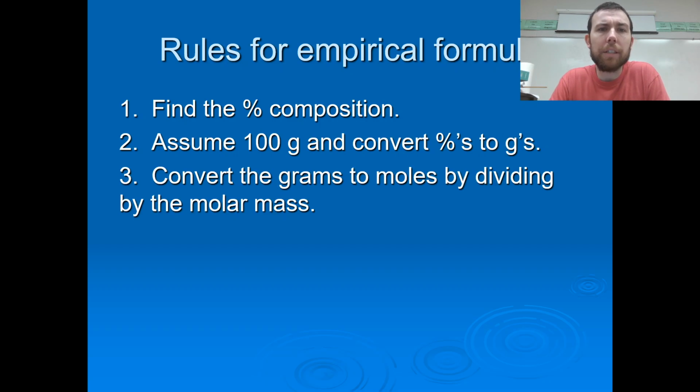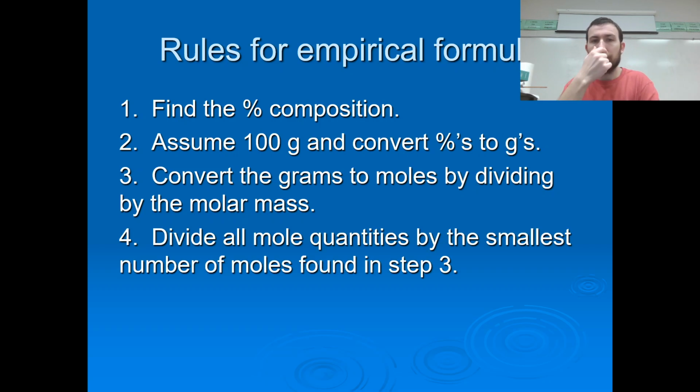The third thing that we're going to do is take those gram values that we now have, and use the molar mass conversion factor to get us to moles. And so we'll be dividing by the molar mass so we can take each of those substances to moles. The fourth thing that we're going to do is divide all of our mole quantities once we get them from step 3. We're going to divide by the smallest number of moles found in step 3 in order to try to find out whole numbers that we have within our given formula.